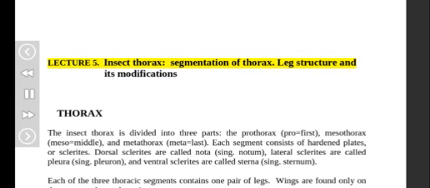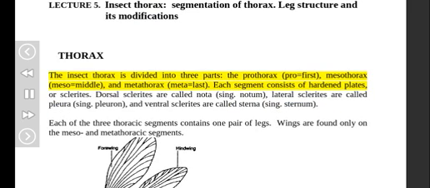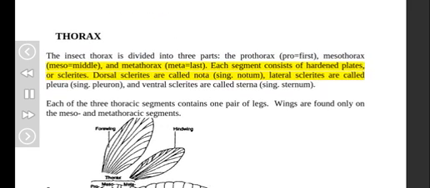Lecture 5. Insect thorax. Segmentation of thorax. Leg structure and its modifications. Thorax. The insect thorax is divided into three parts: the prothorax (pro equals first), mesothorax (meso equals middle), and metathorax (meta equals last). Each segment consists of hardened plates, or sclerites.